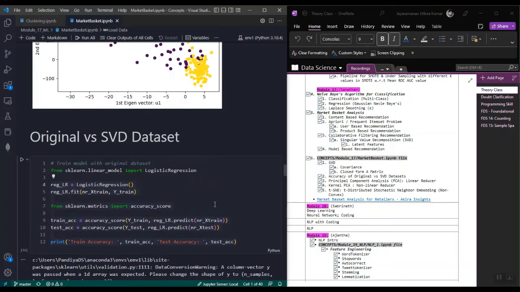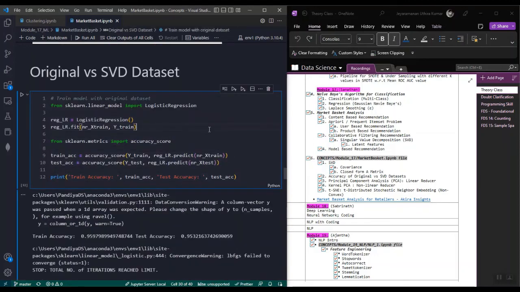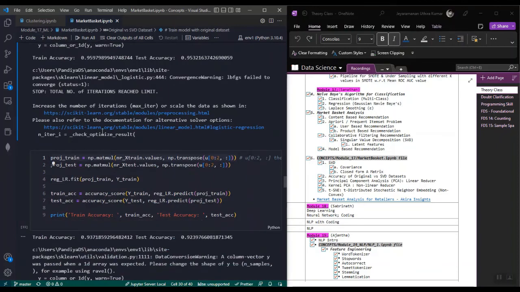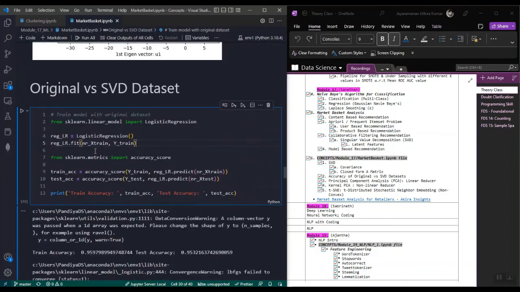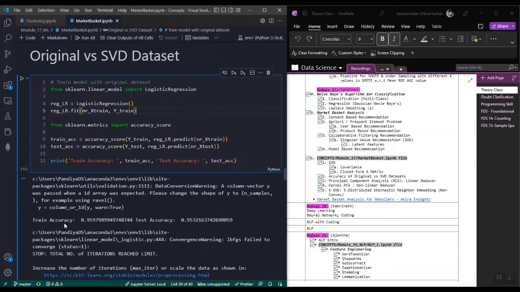Next, what we did using SVD, we have to compare with the original dataset as well as the SVD dataset. We just check how these datasets perform in a given classification algorithm. Let's say logistic regression is used. You fit the normalized train dataset, which we got from normalizing the original train set, and use the accuracy. The training accuracy is 95.32%.